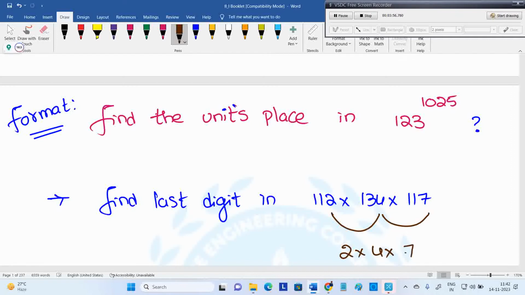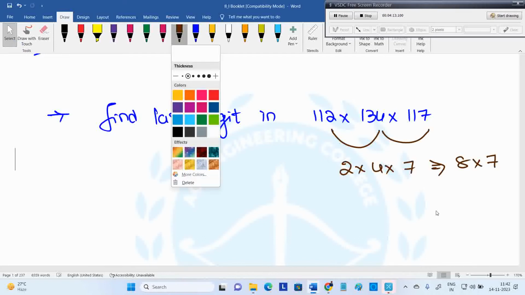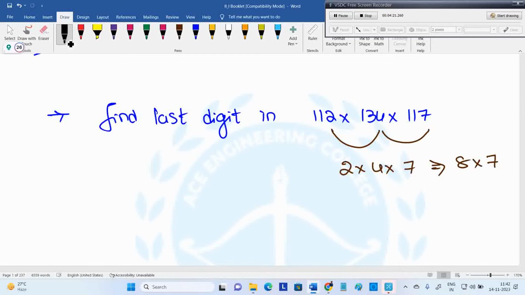Okay. 2 into 4, 8. 8 into 7. 8 into 7 is how much? 56. Your answer is 6, the units place, right? In 56, what is the units place? Here our focus is only on the units place, my dear friend. Keep that in mind. So the units place is equal to 6. Your answer should simply be 6. I hope you understand the last digit now.